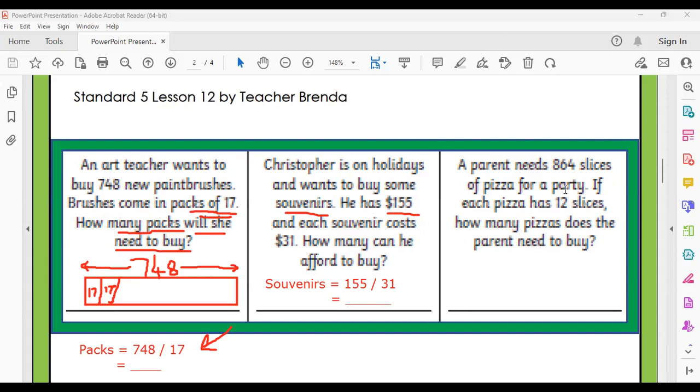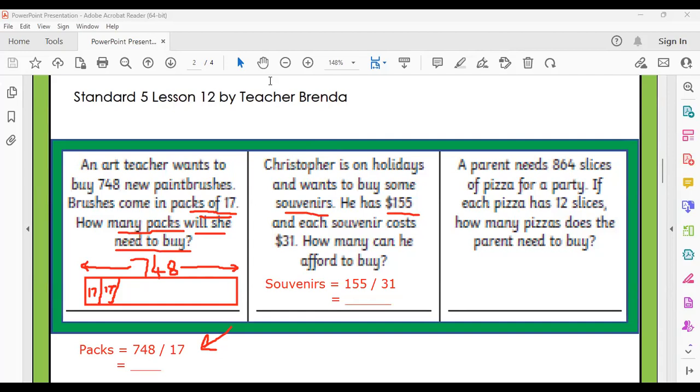Ajita, okay. I heard Durgesh. Next will be Durgesh, okay? Ajita, go ahead. Come, let's read. A parent needs 864 slices of pizza for a party. If each pizza has 12 slices, how many pizzas does the parent need to buy?